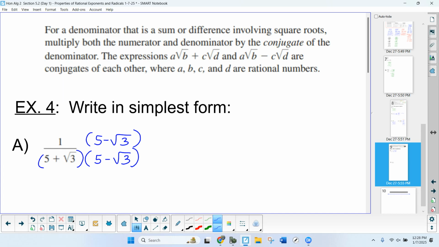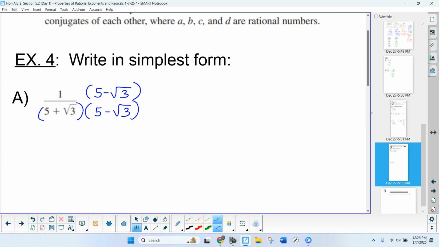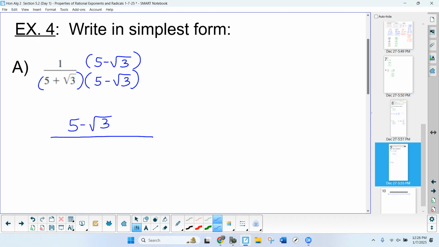Now, when you multiply your numerators, this is just the distributive property. What's 1 times anything? Itself. In the denominator, I have to FOIL. Are you ready? What's 5 times 5? 25. 5 times negative square root of 3? Negative 5 square root of 3. Square root of 3 times 5? 5 square root of 3.